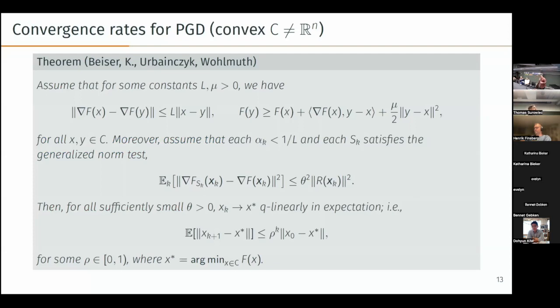So this is all well and good. We've also proved that this will deliver the optimal convergence rate that you would see in the deterministic algorithm. So if your objective function has Lipschitz derivatives, it's strongly convex, and you satisfy the generalized norm test at every iteration, then in expectation, you converge Q-linearly, the definition of which is written right here.